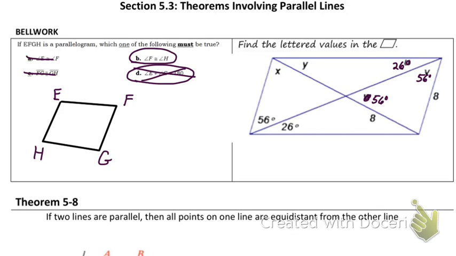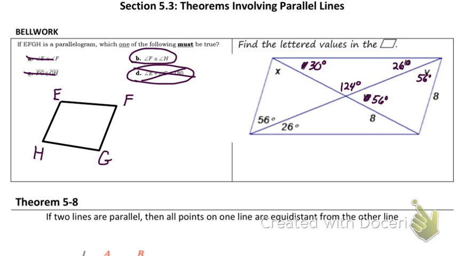How can I use this 56 to get me to Y? Can someone help me out? Yeah, use the supplement. You could do 180 minus 56. Sure. Which would equal 124. And if that's 124 degrees, and this is 26 degrees, that means 150 degrees are taken up by these two. What does Y have to be then? Amber? Has to be what? 30 degrees. Yep. So that's 30 degrees.